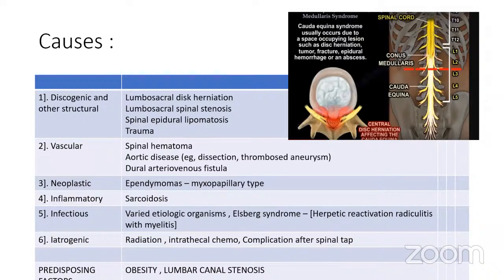It is important to note that predisposing factors like obesity or lumbar canal stenosis will make a patient predisposed to getting a cauda equina more easily. So even a smaller disc protrusion in an already obese person may cause cauda equina syndrome more easily.